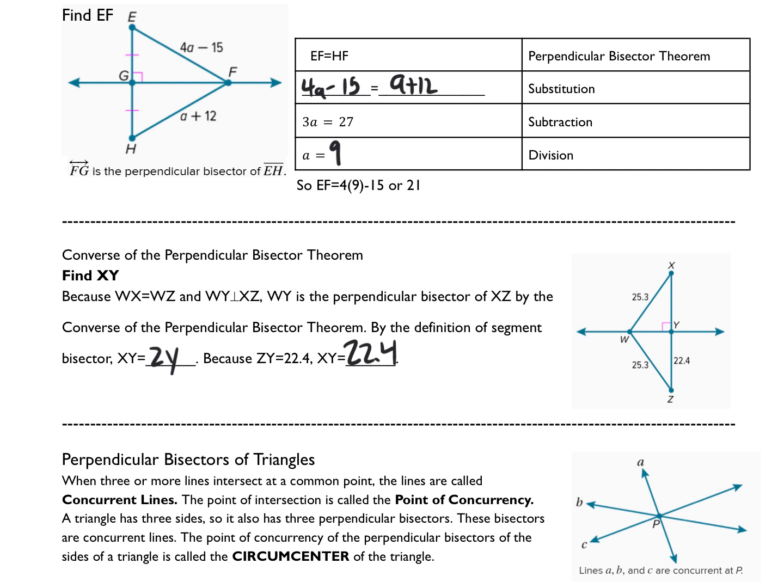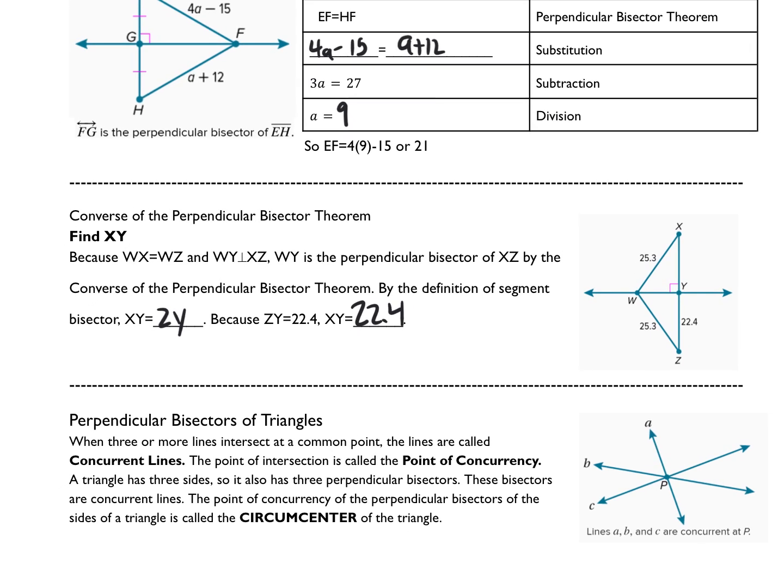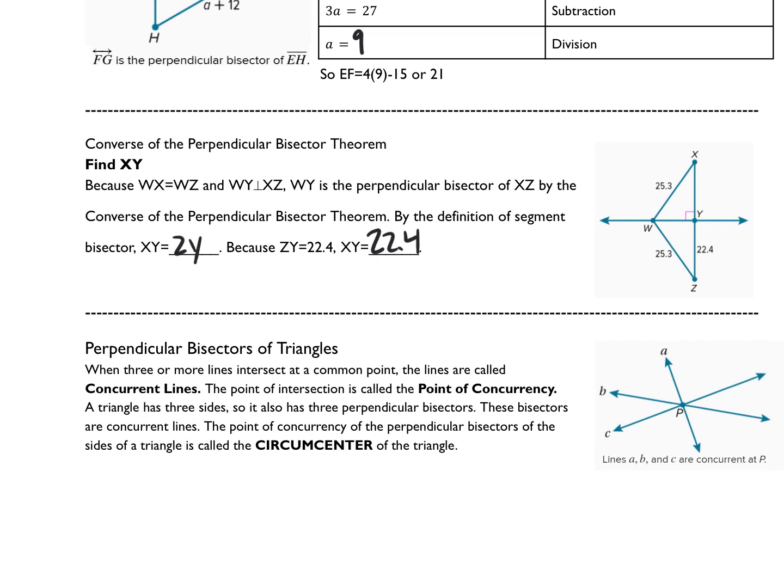All right, so that's how we use the perpendicular bisector theorem. And what's cool about the perpendicular bisector theorem is that we have lots of perpendicular bisectors in a triangle. When 3 or more lines intersect at a common point, the lines are called concurrent lines, and the point of intersection is called the point of concurrency. Since a triangle has 3 sides, it also has 3 perpendicular bisectors, and these bisectors are concurrent lines because they have a point where they all intersect.